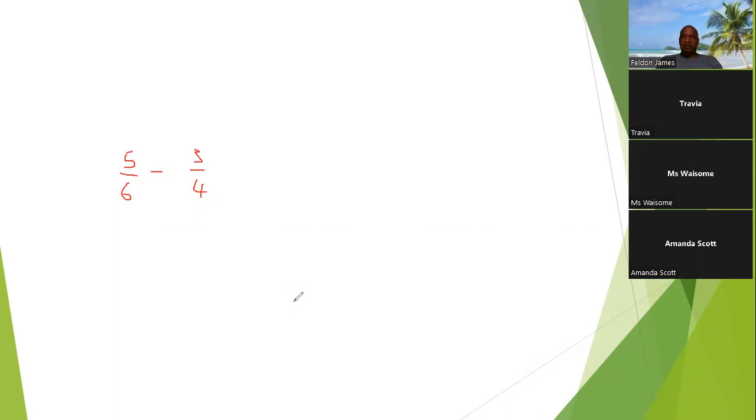So we would have to now find the LCM. Anybody know what LCM means? Lowest common multiple. All right, lowest common multiple. Now, why is it that we need to find the lowest common multiple?